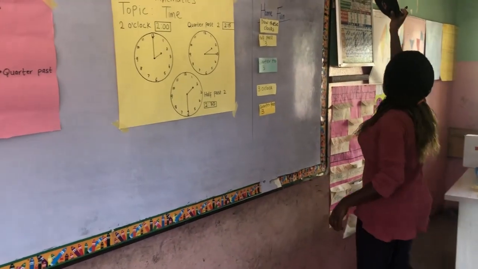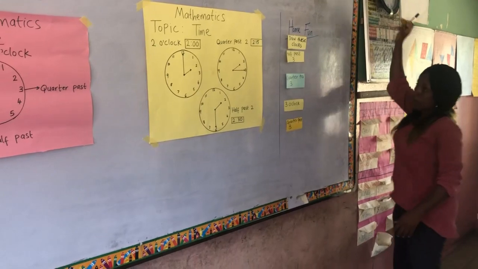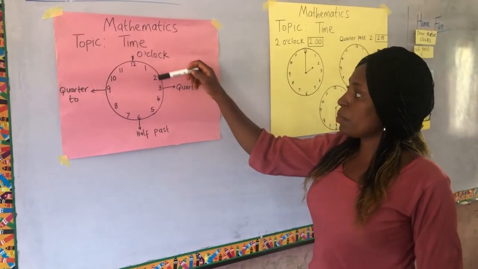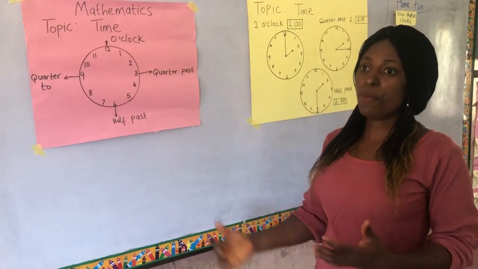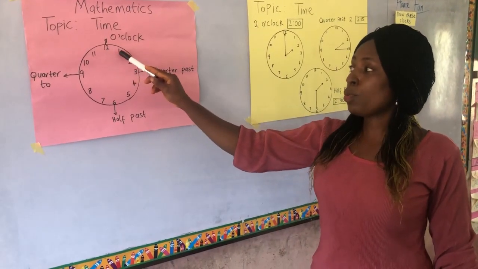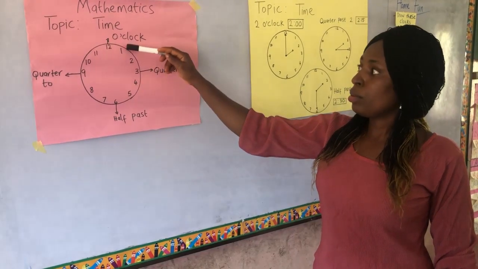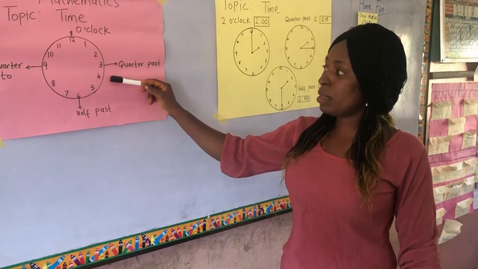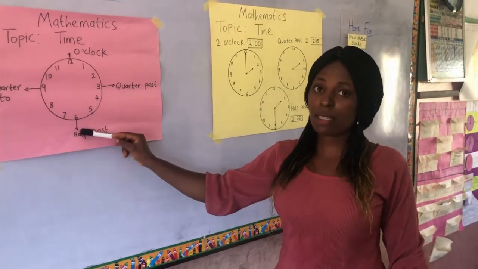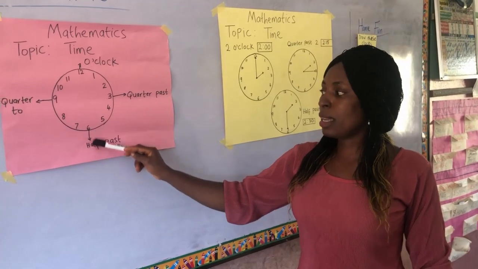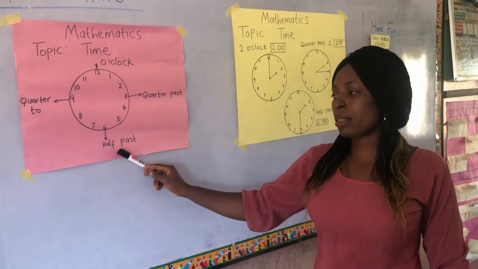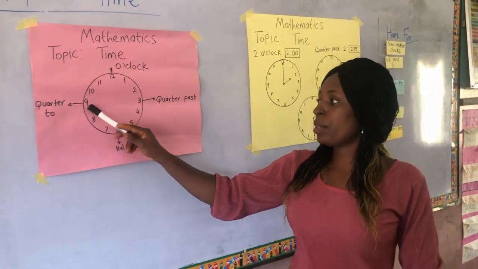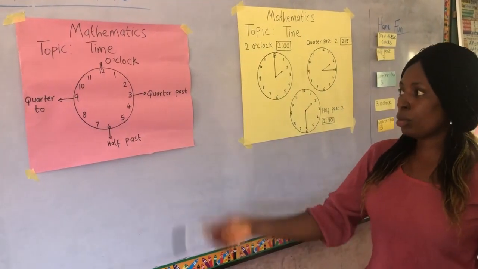Now, one other thing you need to understand about telling the time with a clock is that each of these numbers represents 5 moving forward. Like from 12 to 1 is 5 minutes, to 2 is 10 minutes, 15 minutes, 20 minutes, 25 minutes, 30 minutes. At point 30 minutes, we also say half past. 35 minutes, 40 minutes, 45 minutes. At point 45 minutes, we say quarter to.